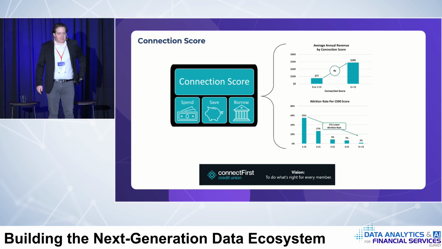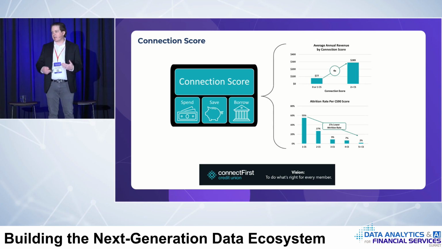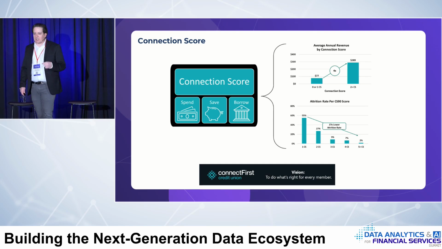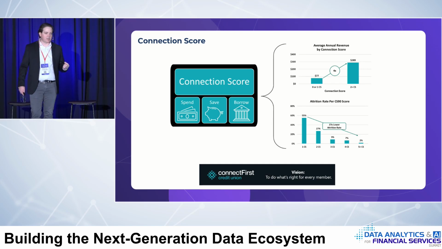Another example was this concept of a connection score. So we built an algorithm here. Connect First's goal, or vision, was to do what's right for every member. But we needed to ensure that we were still bringing the appropriate amount of products in the door and that customers were fully banked, so to speak. So we built out a connection score, which was essentially an algorithm that determined how connected they were to us. And it wasn't about product pushing, or we didn't want to get into a Wells Fargo situation where we had customers with 10 savings accounts or something like that.